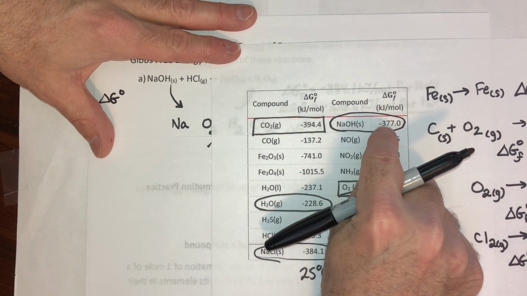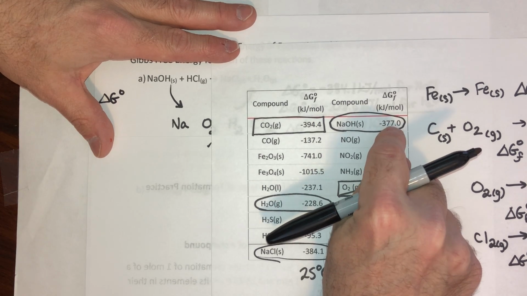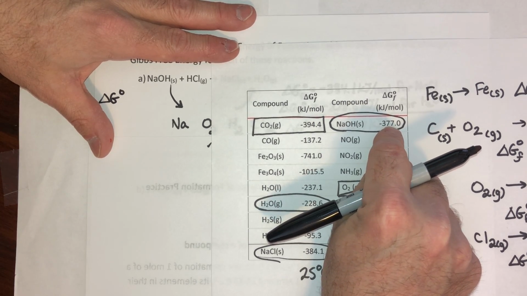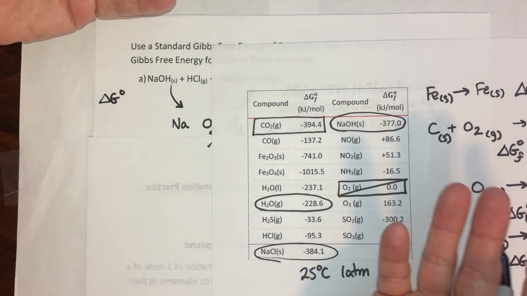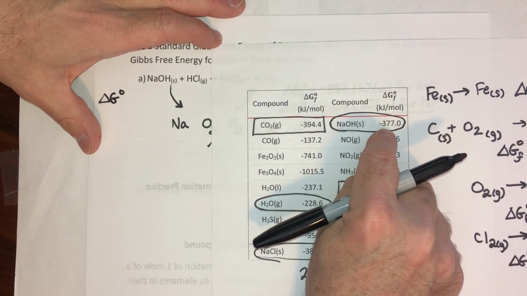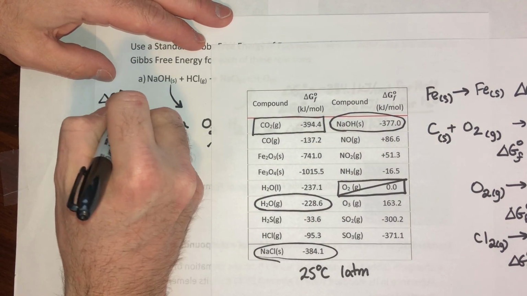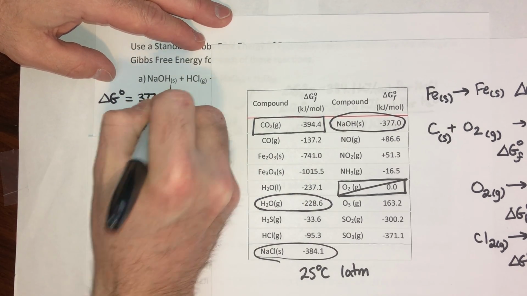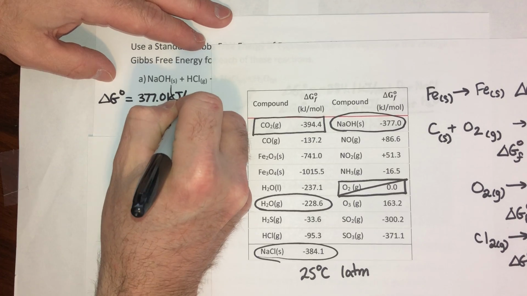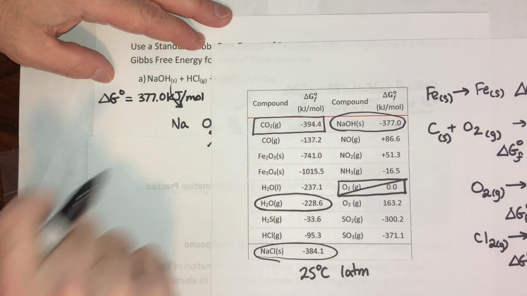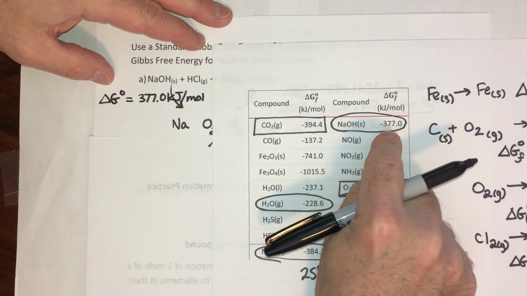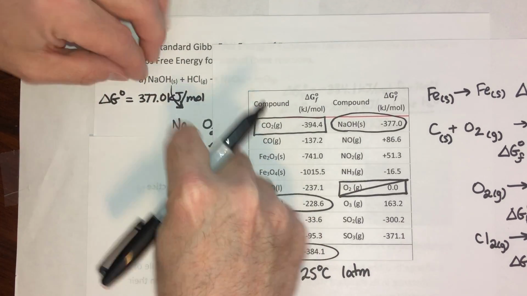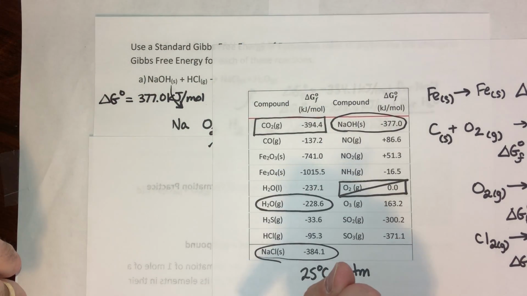So the value is 377.0 if I was going to form it. But I'm not forming it, I'm taking it apart. So instead of being a negative number, it should be a positive number. So that's going to be 377.0 kilojoules per mole. And that's for the sodium hydroxide. I changed the sign because I'm not forming it, I'm breaking it up.